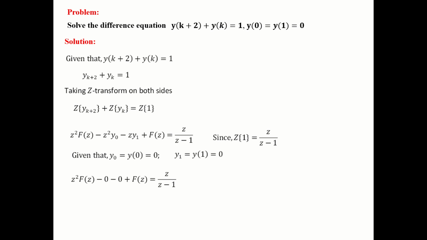So F(z) is common. Grouping, (z square plus 1) into F(z) is equal to z by z minus 1. Therefore F(z) is equal to z by (z minus 1) into (z square plus 1). Now we need to find y(k). F(z), which is equal to Z of y(k), is z by (z minus 1)(z square plus 1). To find y(k), we take the inverse transformation of Z. We are using the residue method.